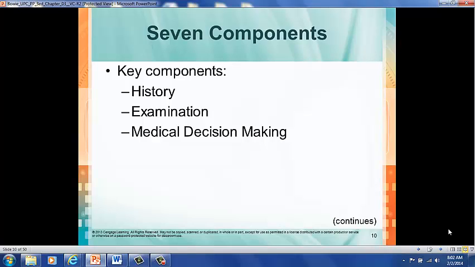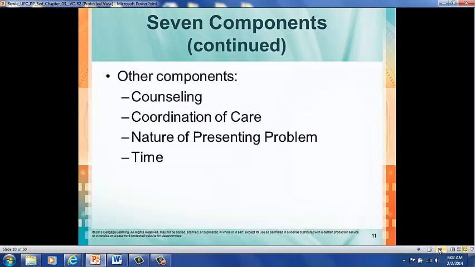Seven components go into making up levels of E&M services: history, examination, medical decision-making, counseling, coordination of care, nature of presenting problem, and time. History, examination, and medical decision-making are considered the key components. Counseling, coordination of care, and nature of presenting problem are considered contributory components. Time is unique in that it can or cannot contribute to code selection, depending on other factors of the case.